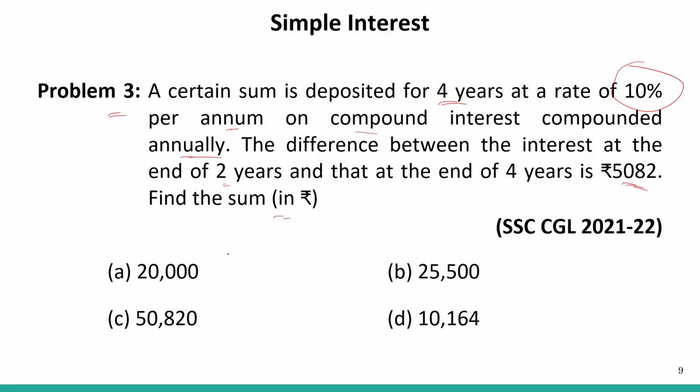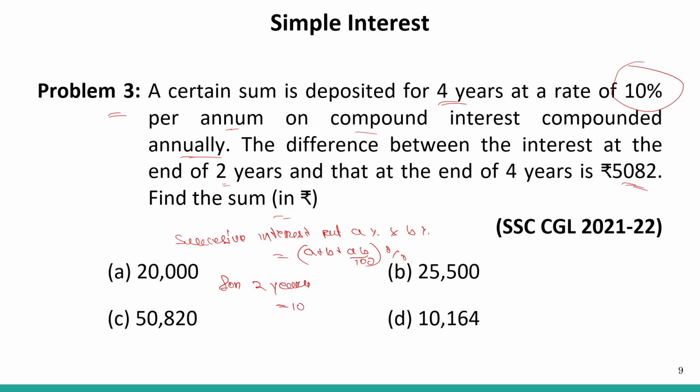So we know that the successive interest rate of A percent and B percent is equal to A plus B plus AB by 100, this much percent, right? So the successive interest rate for 2 years will be for 10, that is compounded annually. It will be for 2 years.